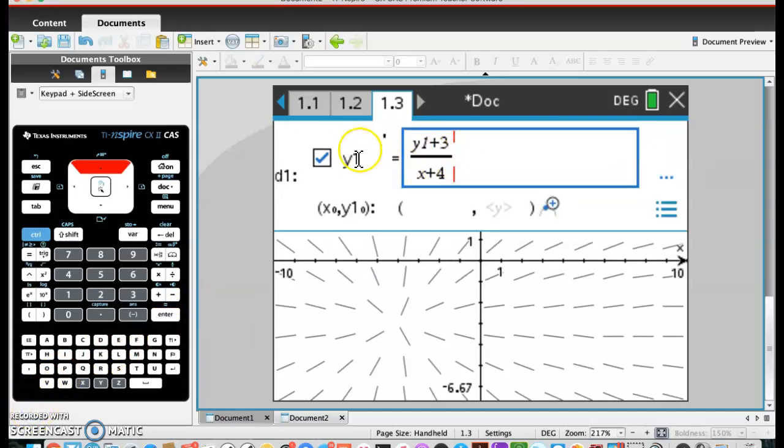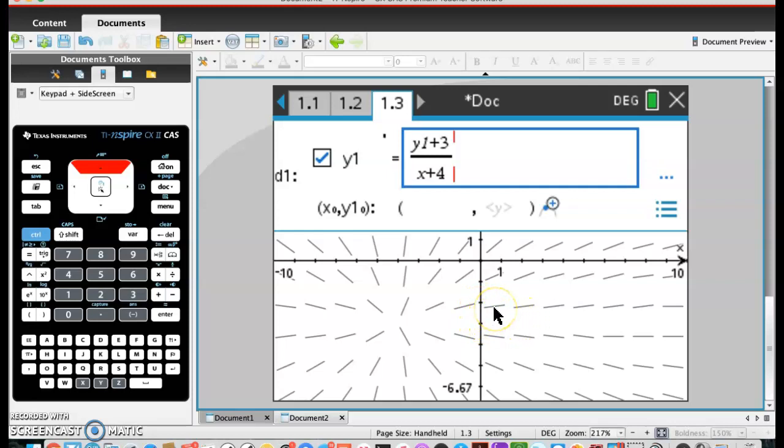So here we have a slope field, y1 prime, which is y1 plus 3 over x plus 4. The slope of this graph will be 0 when the top is 0. The top is 0 when y1 is equal to negative 3. Now if you take a look at the graph, negative 1, negative 2, negative 3, you notice that you don't see a straight line there, but think about it.